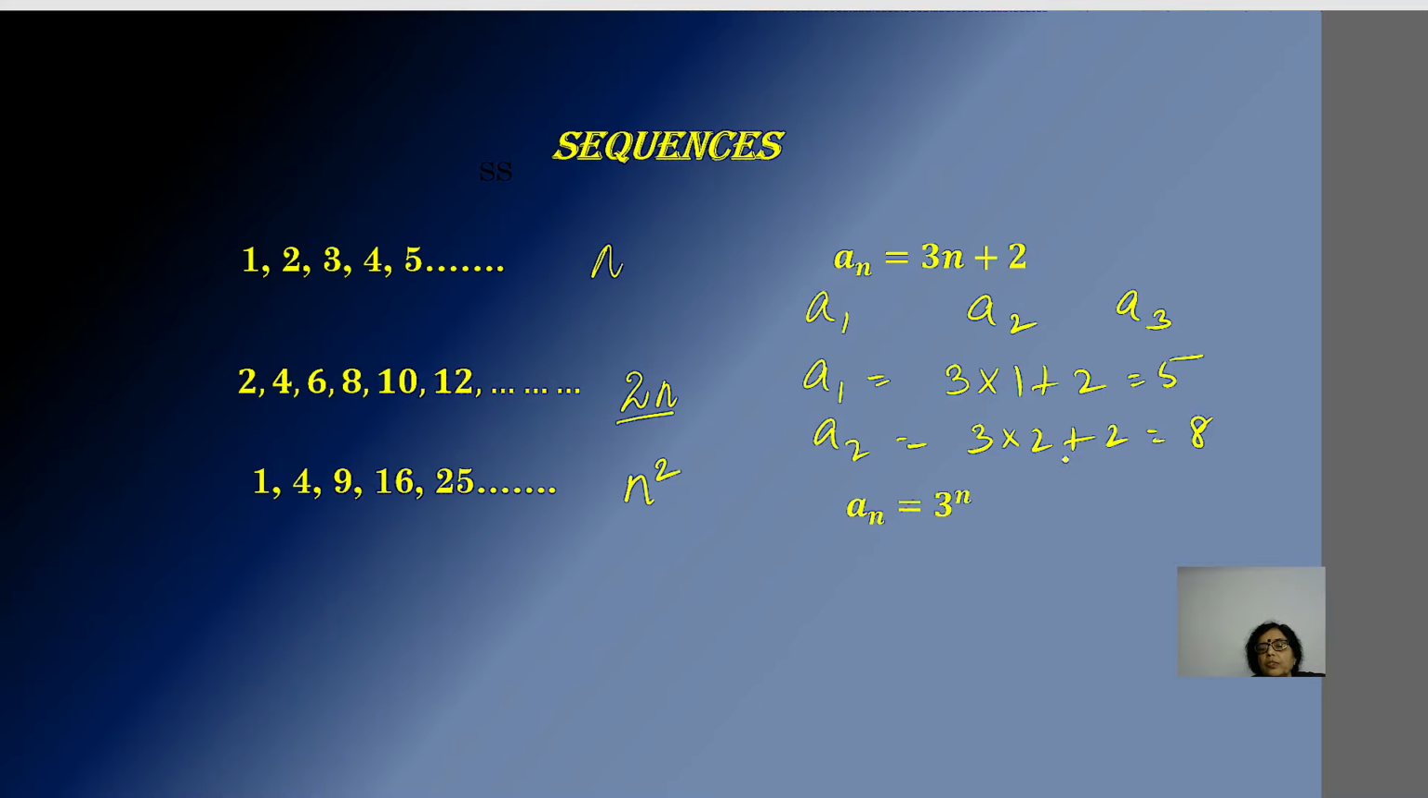And so on, we can generate a number of terms this way, using this particular formula or property for this particular sequence. In this case, an is equal to 3 to the power of n. So a1 will be 3, a2 will be equal to 3 squared, a3 will be equal to 3 cubed, and so on. You can generate any number of terms in this sequence also.